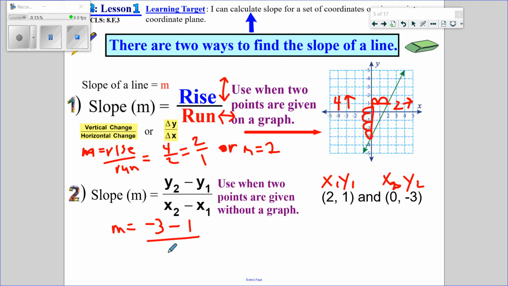Over x2 is 0. x1 is 2. So minus is part of the formula, so it's -2. -3 minus 1 is -4. 0 minus 2 is -2. A fraction is division, so negative divided by negative is a positive, so now we get 4 over 2, which reduces to 2 over 1, or 2. So you can see using rise over run or using the formula, you can get the same slope. But today, this lesson is focusing on rise over run.